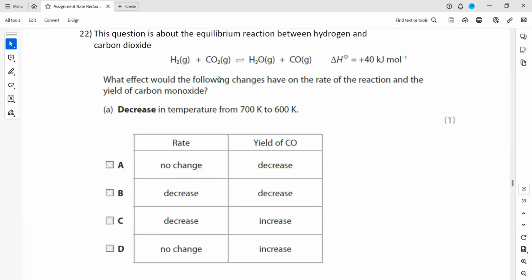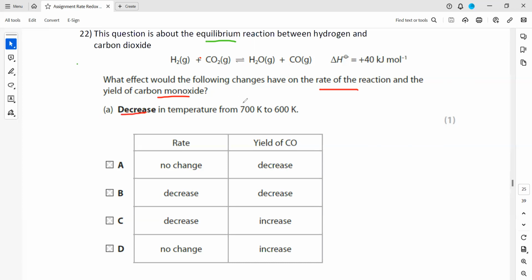In question 22, this is a multiple choice question, which is related to reversible reaction. This question is about the equilibrium, or the balance, between hydrogen and carbon dioxide. What effect would the following changes have on the rate of a reaction and the yield of carbon monoxide? Yield of carbon monoxide means the amount of carbon monoxide, which is a product, and the rate of reaction.